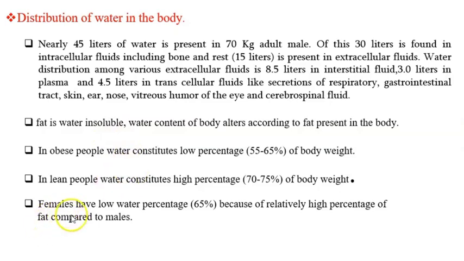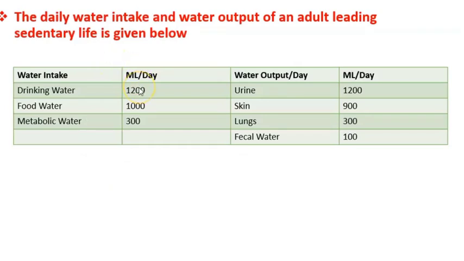So I want you to listen attentively. Now look at this table and listen carefully: the daily water intake and water output of an adult. These are the 3 channels through which water can enter the human body: drinking water, the food you are eating, which is made up of water, and the metabolic processes in your body, through which water is formed.